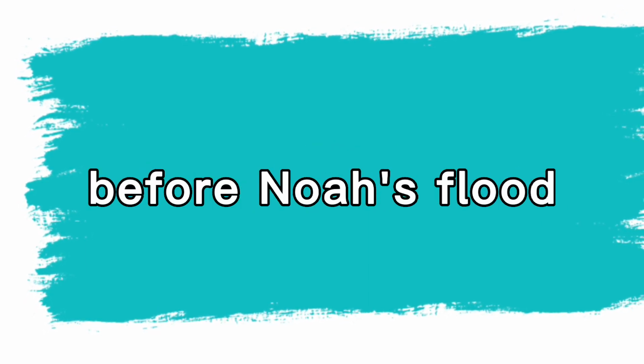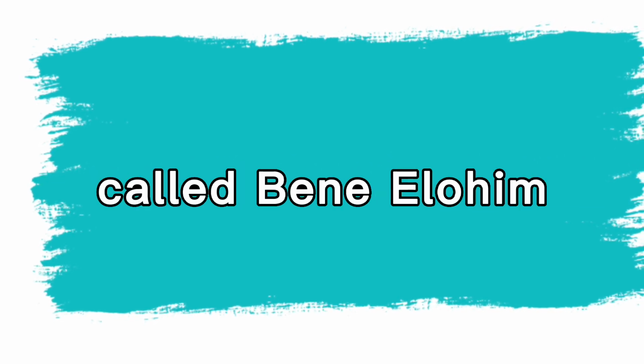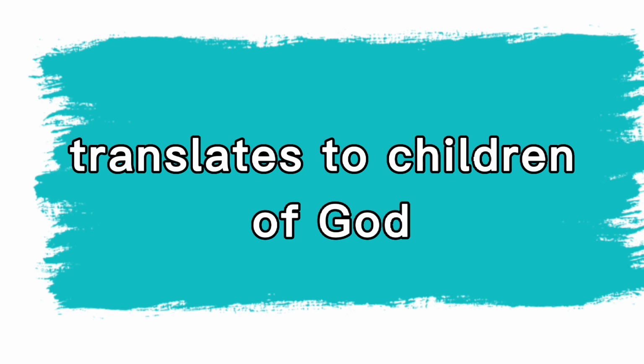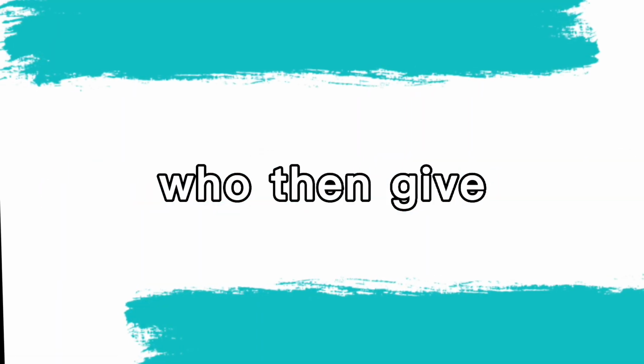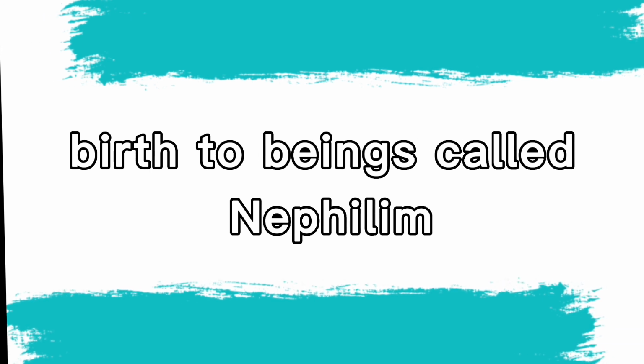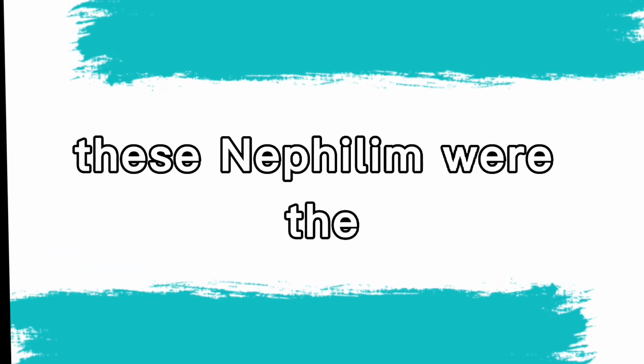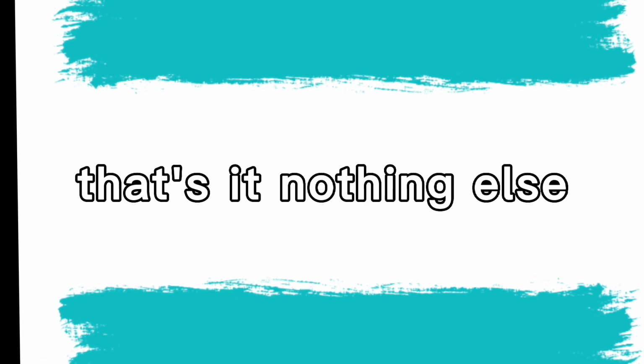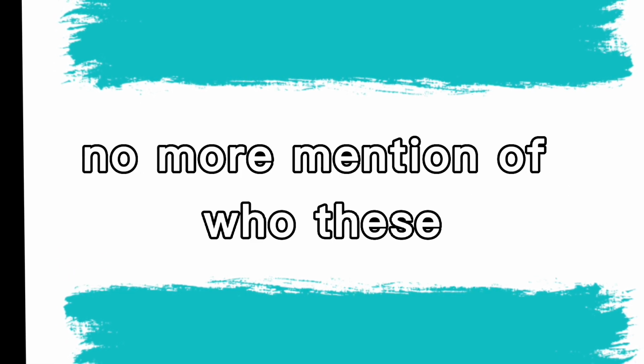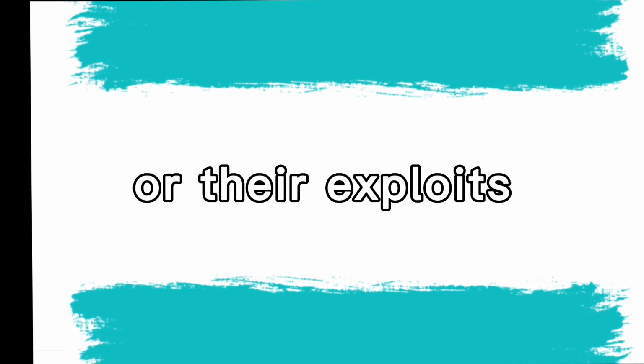Genesis says that before Noah's flood, divine beings called B'nai Elohim, which literally translates to children of God, come down to earth to have sex with human women, who then give birth to beings called Nephilim. The text says these Nephilim were the mighty men of old, warriors of renown. That's it, nothing else. No more mention of who these Nephilim were or their exploits, no backstory about these sons of God, and you know what that means?